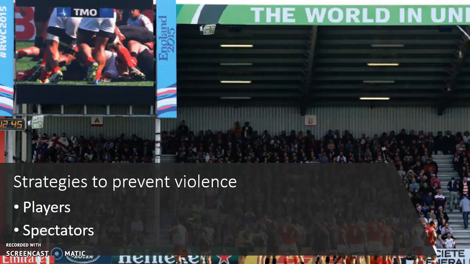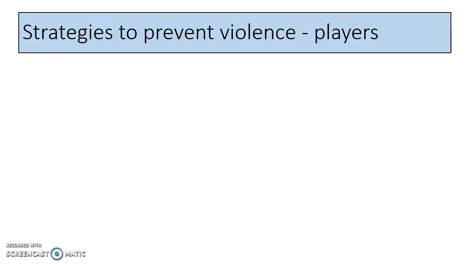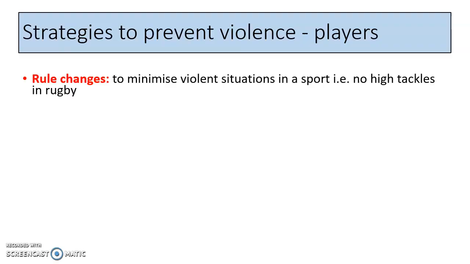Next thing we're going to look at then are the strategies that are being put in place to prevent violence. That's violence in players and spectators. So for players, there are a lot of things being put in place. There's rule changes, okay, to try and minimise violent situations in sport. So we've got things like no high tackles in rugby now. And you've got things like VAR coming into play. So players know they can't get away with being violent because they're going to get caught.